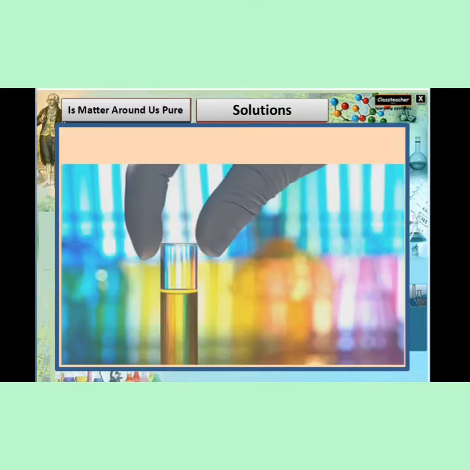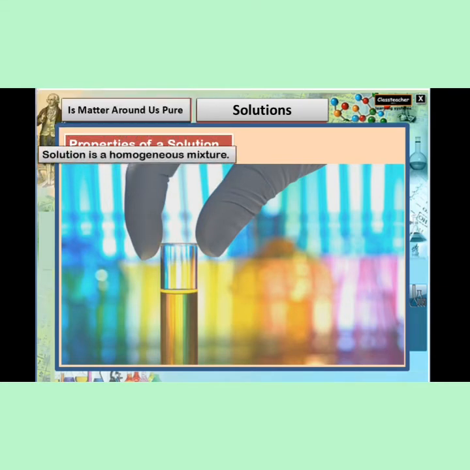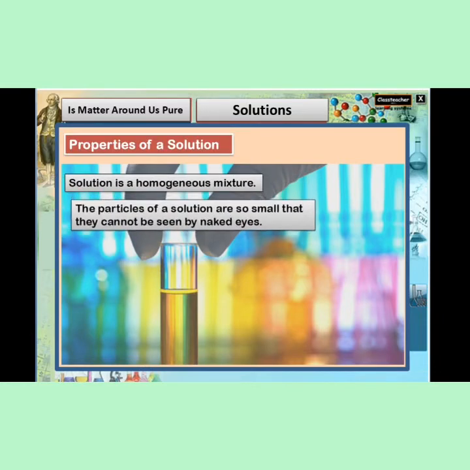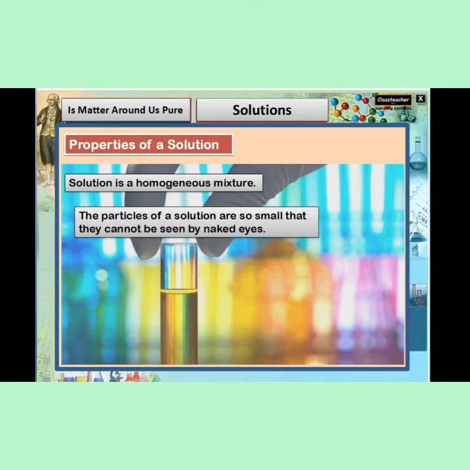Now let's see the general properties of solution. The first property, the solution is a homogeneous mixture. We have understood properly this point. The second point is that the particles of the solutions are so small that they cannot be seen by naked eyes. For example, if you take sugar solution, if the sugar dissolves completely in water, then sugar cannot be visible through naked eyes because the particle size is very less.